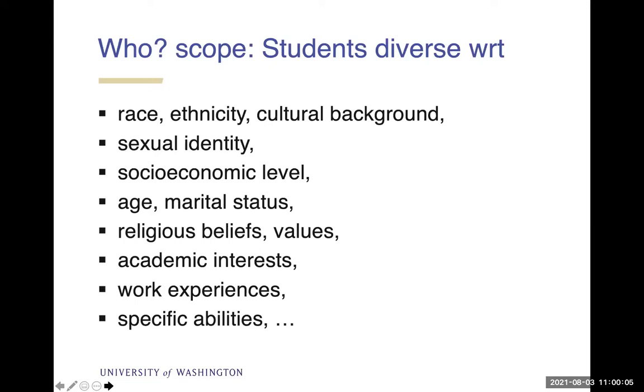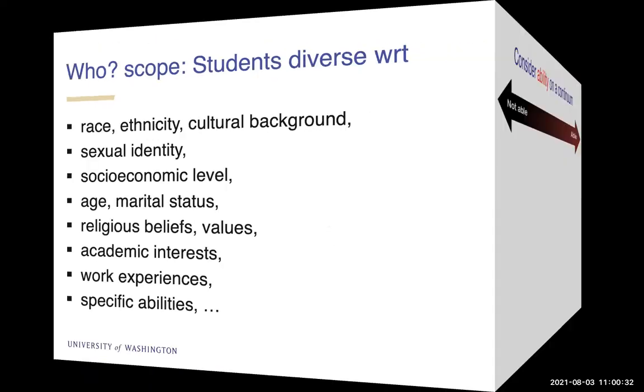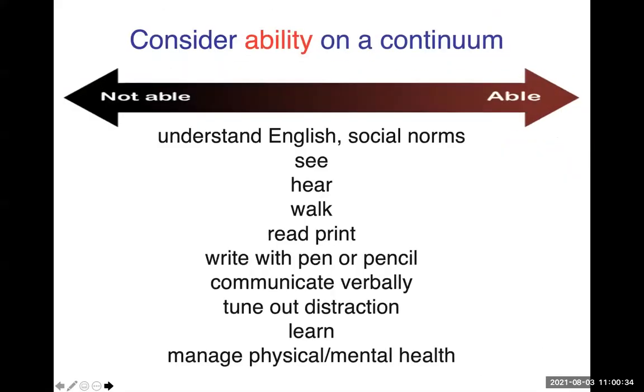Well, race, ethnicity, cultural background, sexual identity, socioeconomic level, age, marital status, religious beliefs, values, academic interests, work experience, and specific abilities. For you to be an expert on some of these groups like ethnicity and race and people with disabilities and so forth, you can be that, but that's probably a different career field for you. But you also can do things that remarkably can help all of these groups through the practice of universal design.